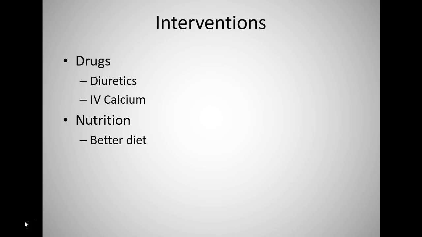So for interventions, you're going to do drugs. You could do diuretics to actually bring that level down, and you can also give IV calcium. Nutrition, obviously a better diet. And that's actually pretty much it. It's actually faster than I thought, 25 minutes. So if you have any questions, let me know.